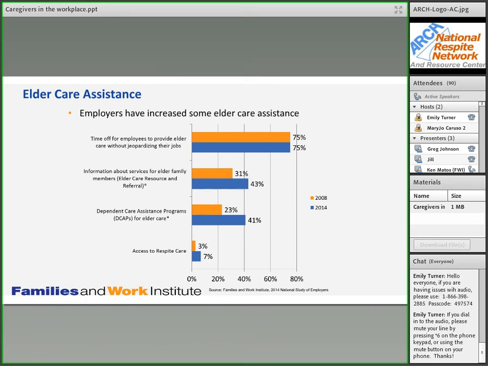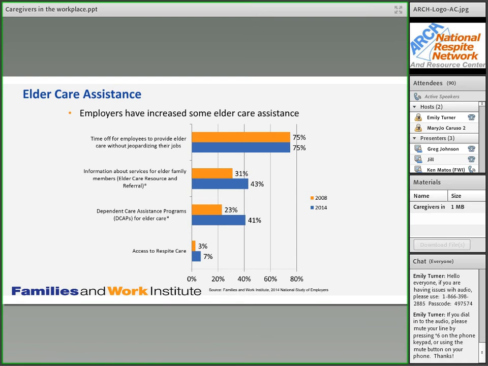We tend to see employers more interested in things that don't really cost them very much or that have large advantage in terms of economies of scale. So providing information tends to be cheap and able to be applied to a large number of employees quickly and easily. Similarly, dependent care assistance programs have that same advantage of being sort of a mass application.